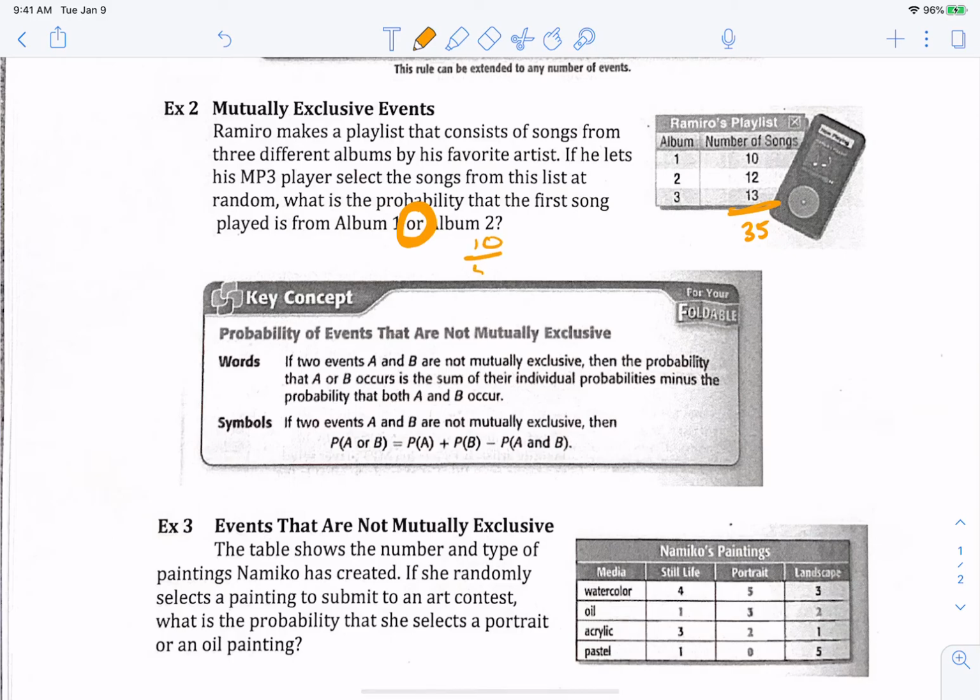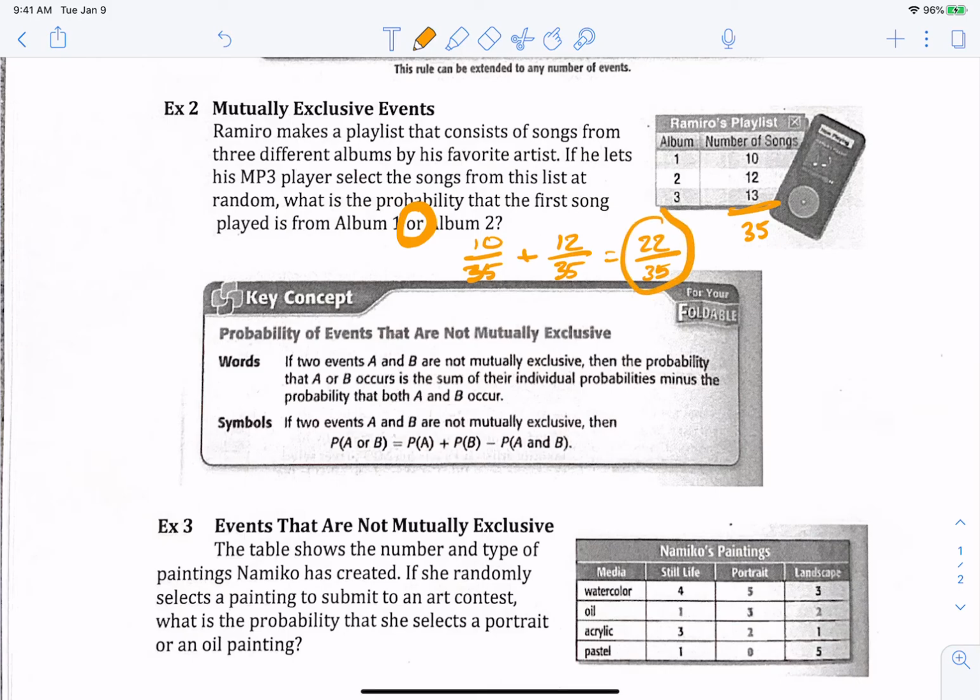10 out of 35. Okay, 35 plus album 2 is 12 out of 35, which is a total of 22 over 35. Will that reduce? No. I don't think so, actually. 22 out of 35. That's my probability.